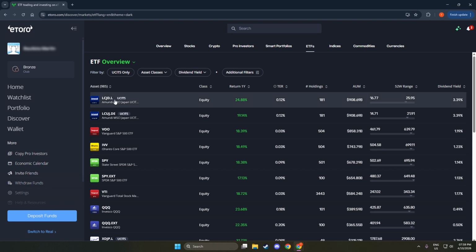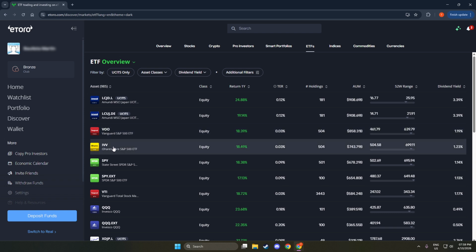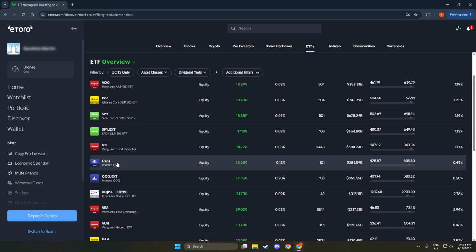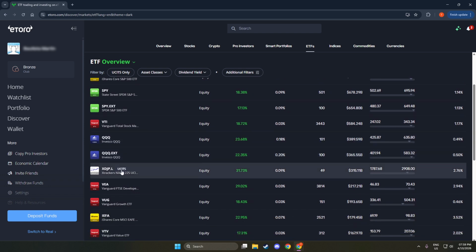Next, pick an ETF to research. Click any fund, such as a large U.S. stock market ETF. On the ETF page, review three key areas.